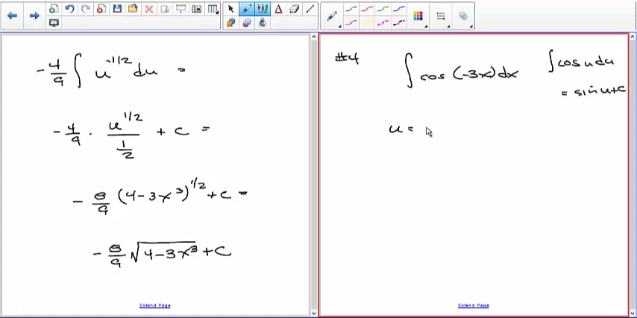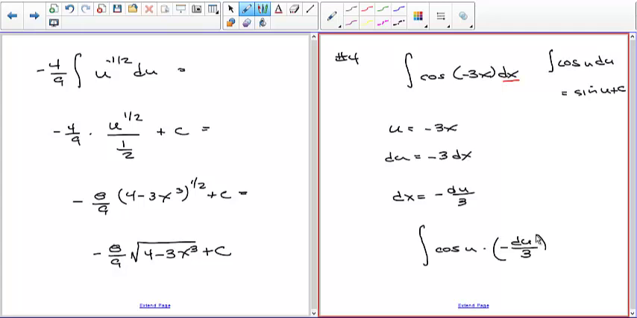So u is the argument of the trig function. When you take the derivative, you get negative 3 dx. You can see what we need to substitute is for dx. So you get dx equals negative du divided by 3. When you make those substitutions into here, you get the cosine of u times dx, which is negative du divided by 3.